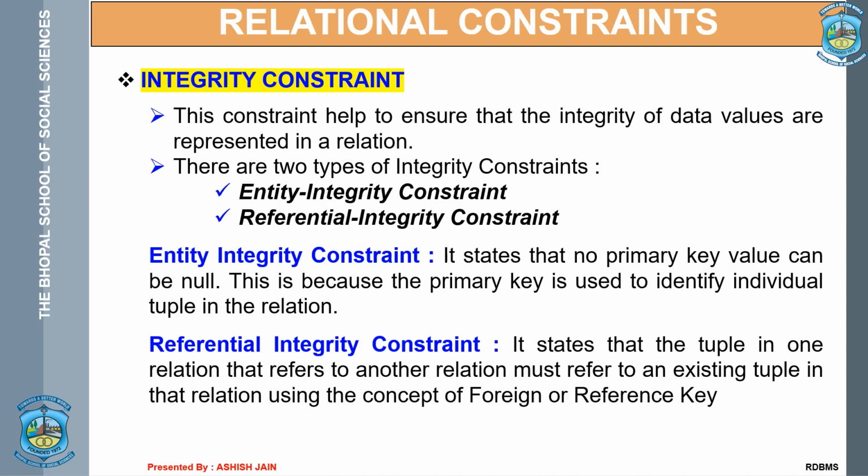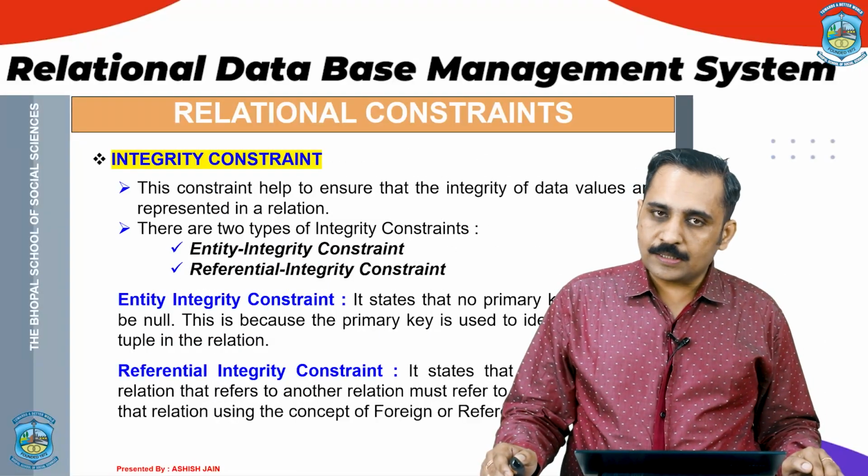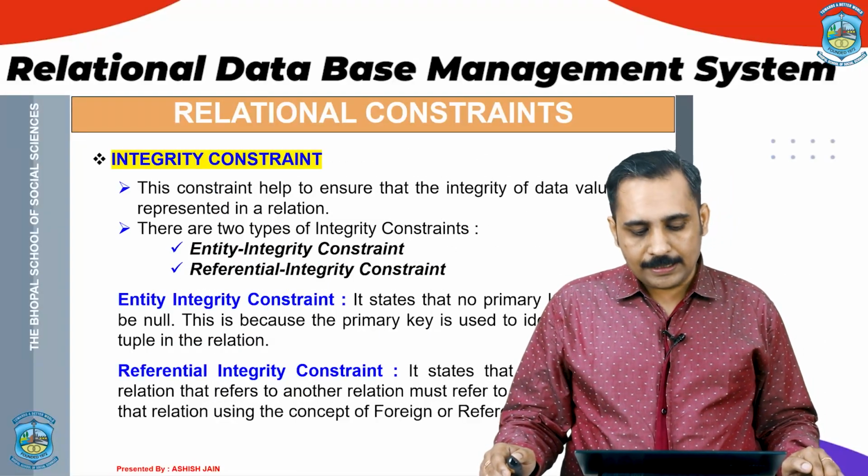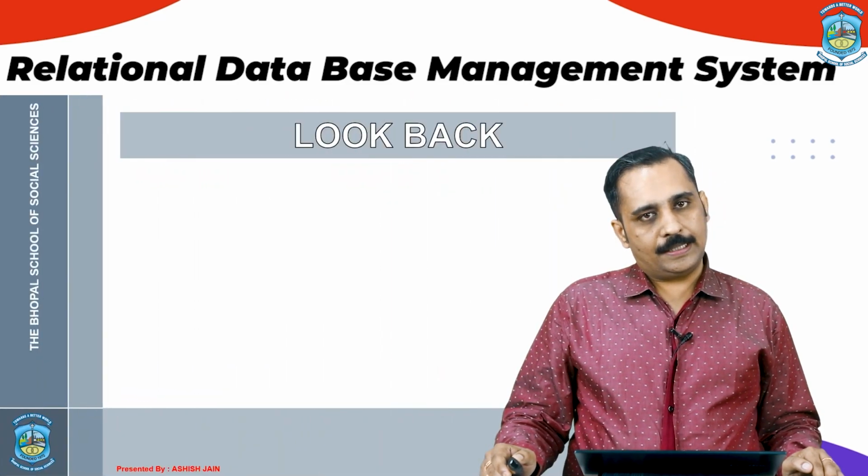Now if a student is entering a course number which is not there in the related course table, then this is a violation of referential integrity. That is, this table is not able to refer to the value of the course. That means this course doesn't exist. Such cases are called referential integrity constraints. So we have two constraints here. First is entity integrity and second is referential integrity.